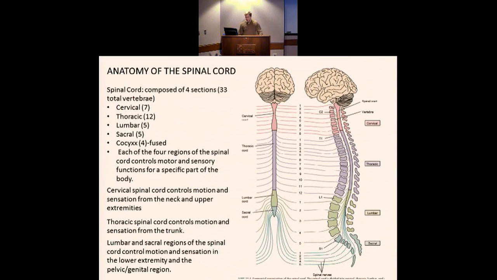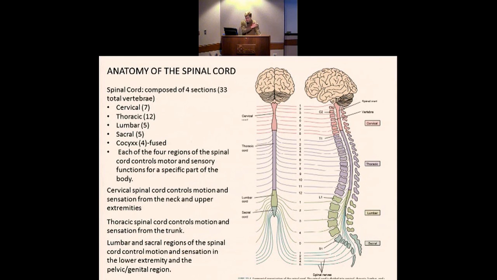Anatomy of the spinal cord. Basically, the spinal cord is divided into four sections. There are 33 total vertebrae. You have your cervical, thoracic, lumbar, sacral, and then your coccyx. The number of vertebrae differs in each section. Each of the four regions of the spinal cord controls different things, which we'll talk about in a minute.